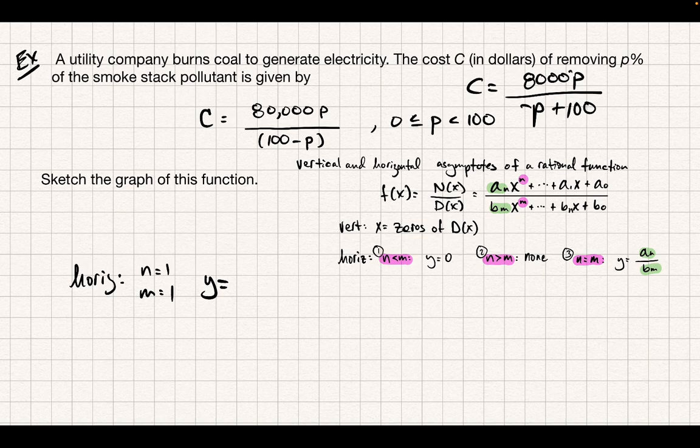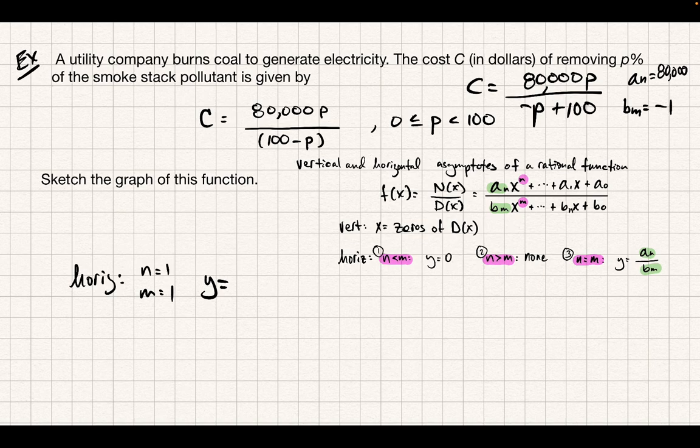It's not an exponent. Okay, maybe I have to fix that a little bit. Look at that. I have movable text. So what's my a sub n and my b sub m? 80,000 over negative 1. a sub n is what? b sub m is what? a sub n is 80,000 and b sub m is negative 1. So it would be negative 80,000.